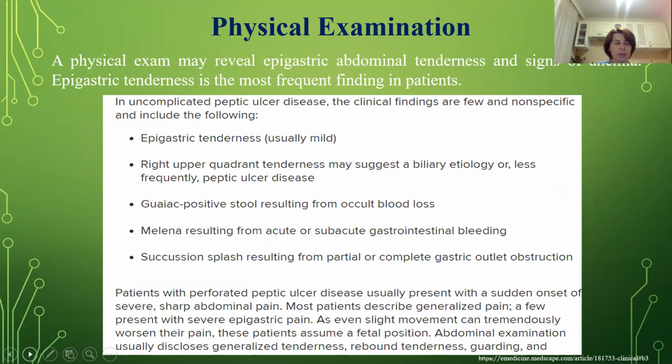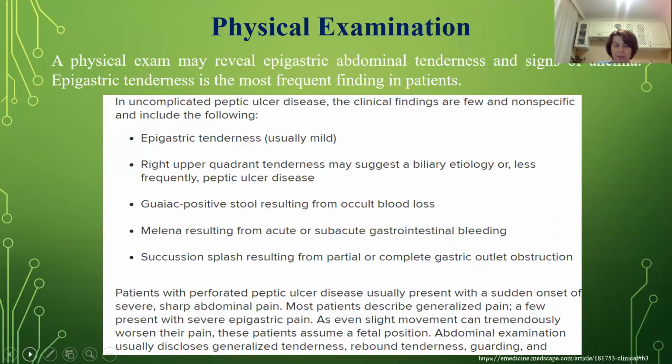In uncomplicated peptic ulcer, the clinical findings are few and non-specific and include the following. Epigastric tenderness, usually mild; right upper quadrant tenderness in case of biliary etiology, meaning biliary reflux is the cause of the ulcer; guaiac-positive stool resulting from chronic blood loss; melena resulting from acute upper gastrointestinal bleeding in patients with complicated peptic ulcers; and succussion splash resulting from partial or complete gastric outlet obstruction in case of complicated peptic ulcers.